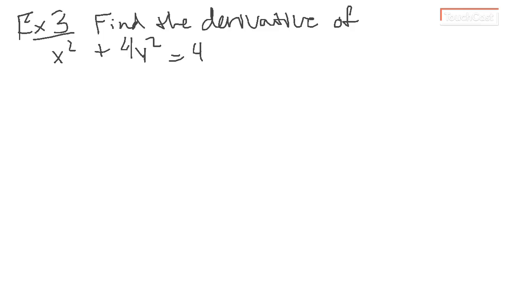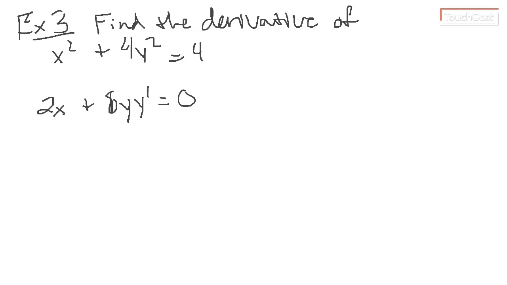Now to do that, we're going to find the derivative of each term. So derivative of x squared is 2x plus derivative of 4y squared with respect to x. Remember, this is all with respect to x. We're going to get 8y y prime equals 0 because 4 is a constant.